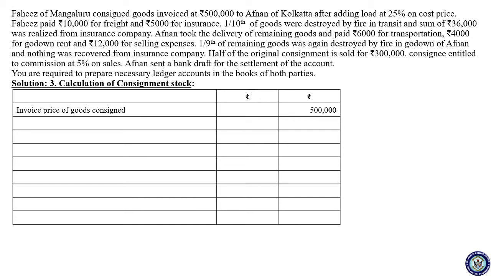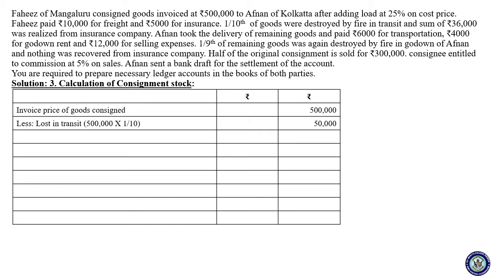Now, the invoice price of goods consigned. We take the invoice price when we calculate the consignment stock, so consignment stock is valued at invoice price. So it is 5 lakh, and now all the calculations should be done on 5 lakh. Now we will deduct the loss of goods in transit. Though when we calculated abnormal loss, we took it on 4 lakh, the consignment stock we have to take on 5 lakh. Okay, why?